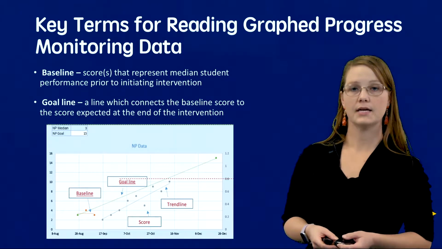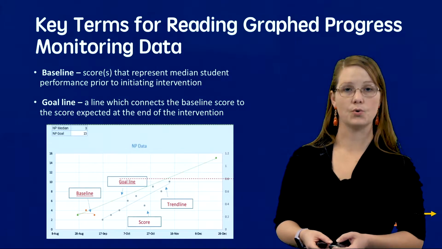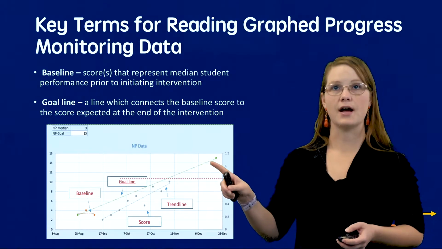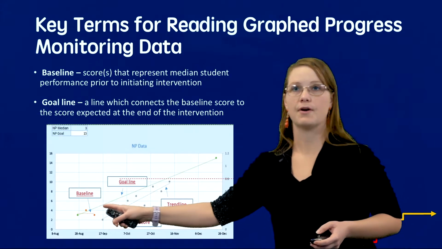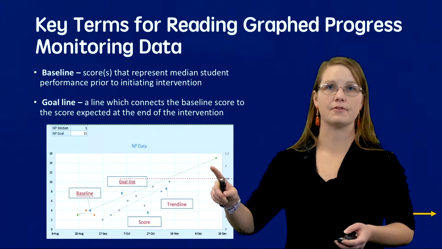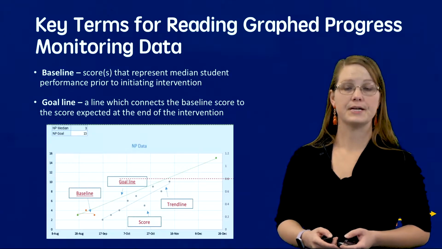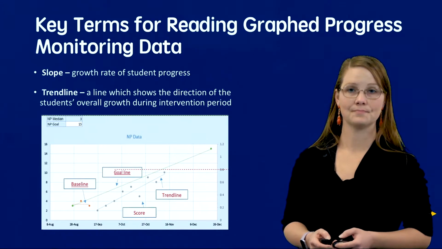The goal line is a line which connects the baseline scores to the score expected at the end of the intervention. So you can see here, I have my goal line coming from my baseline set all the way for the rest of the term. This shows us the trajectory we expect the student to follow.